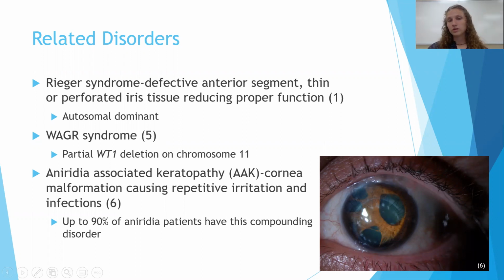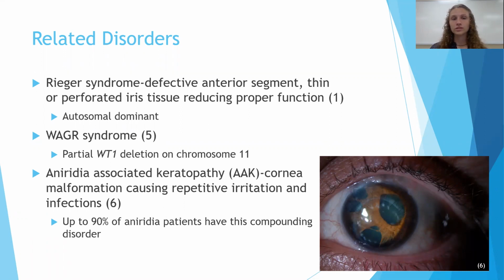This bottom image here is an example of Reiger syndrome. There are multiple holes in the iris here, looking like multiple pupils, which affects the amount of light and where it is able to strike the retina, decreasing vision significantly. Weiger syndrome stands for Wilms tumor, aniridia, genitourinary, and mental disability syndrome.